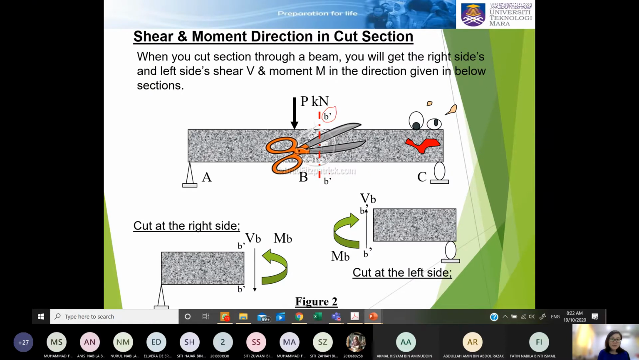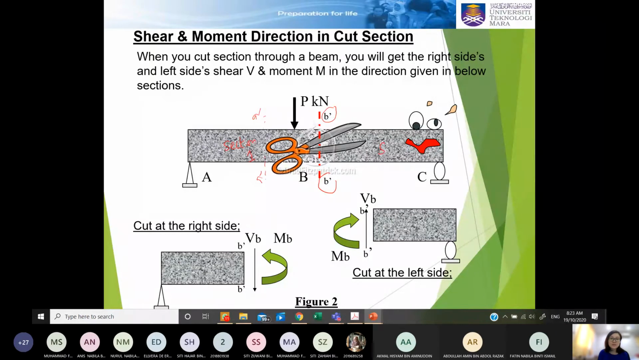So this BB, you can see I have put B prime. You can cut before the P kilonewton loading, let's say A prime, or after the P kilonewton. But when you put a cut section, this structure becomes two parts. So this is section 1.